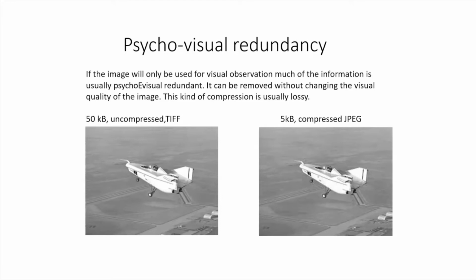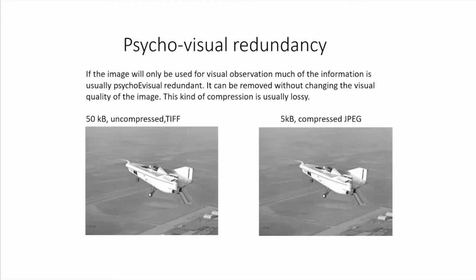For example, here we have an image that is uncompressed on the left, and that is 50 kilobytes. And on the right, we have the same image compressed with JPEG. And then we can see some artifacts, but a lot of the information is preserved for just visualizing your image. This is what we call lossy compression.